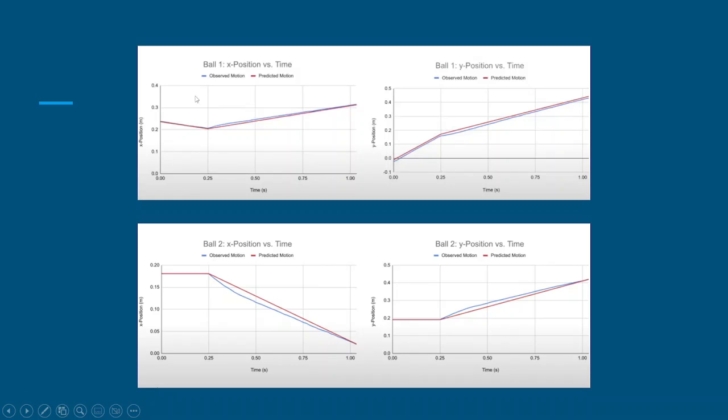Here are the graphs I made of position versus time for ball 1, the one that started in motion. Here's the x position and the y position. And then here's ball 2, with its x position and y position. The observed motion is what Tracker has, and the predicted motion is what I found using the velocity update formula and the position update formula.